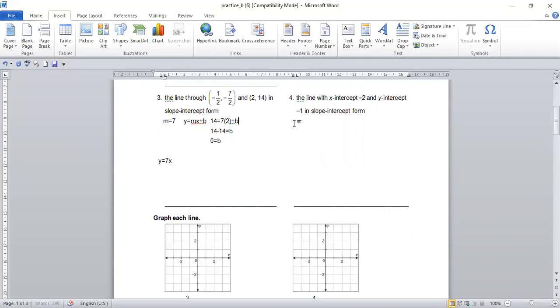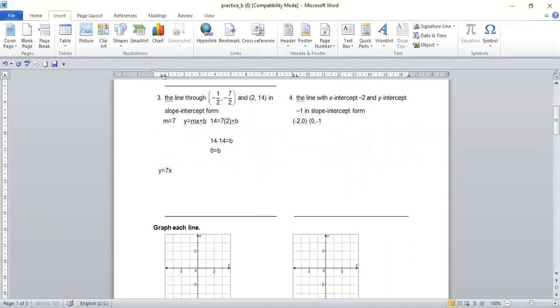Okay, moving to question number 4. The line with x-intercept -2 and y-intercept -1 in slope-intercept form. So they have given us the x-intercept. X-intercept means when y is 0, what is x? So this is one coordinate we can get from the x-intercept. And from the y-intercept, we can get the other coordinate. What is y-intercept? When x is 0, y is going to be -1.